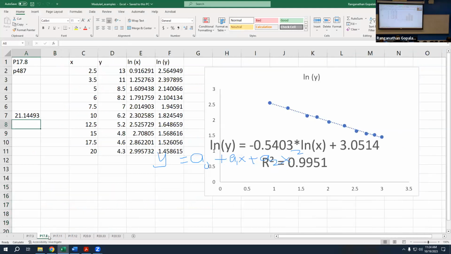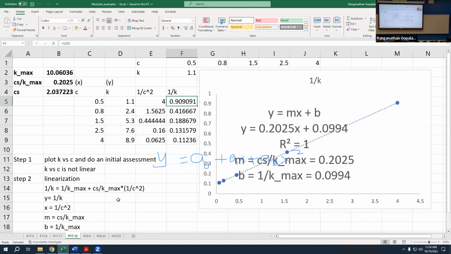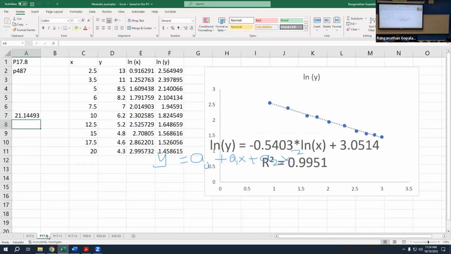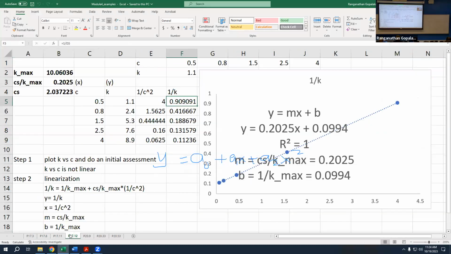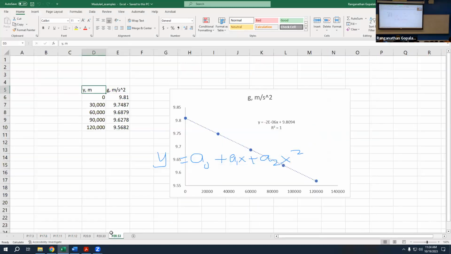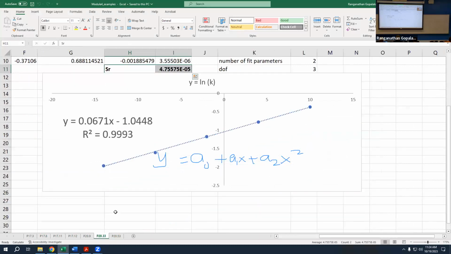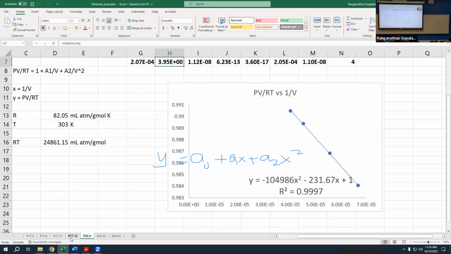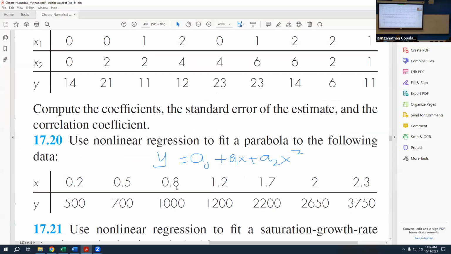I think we might have done the same example as well. Did we? No, we did 17.5. Okay, so let's see here. We might have done it during the recitation session. So is that one a polynomial? Yep, it's a second order polynomial that you need to fit. Okay, so you will set up 3 equations in 3 unknowns to get a0, a1 and a2.